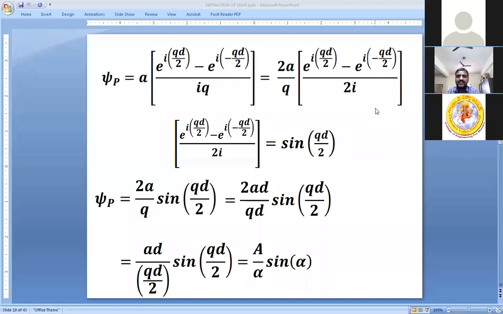Just by adding these two equations, that is e power plus i theta and e power minus i theta, you can get the value of cos theta. And just by subtracting one from the other, that is e power i theta minus e power minus i theta, you are going to get the sine function, right? So in that way, you can get e power i theta minus e power minus i theta by 2i as sine theta. So this square bracket term is actually representing sine theta. Theta here is qd by 2. So in place of theta, I am taking qd by 2. So this square bracket term is simply sine qd by 2, right?